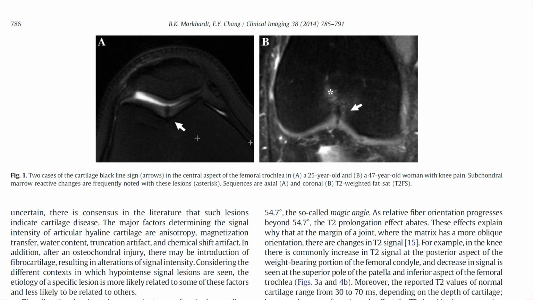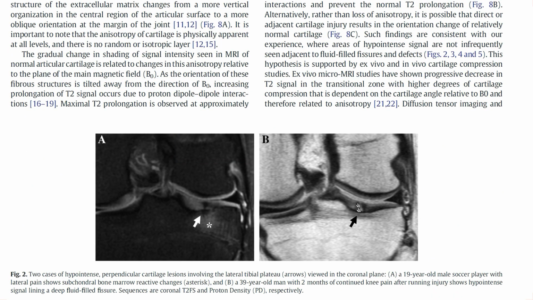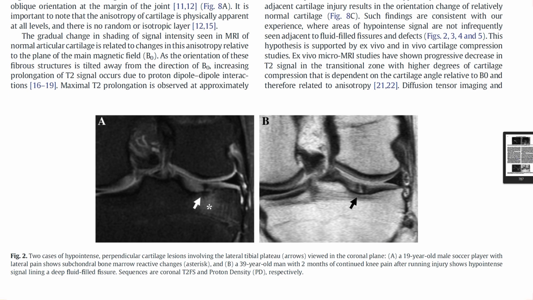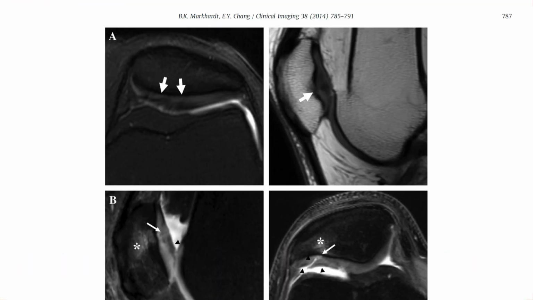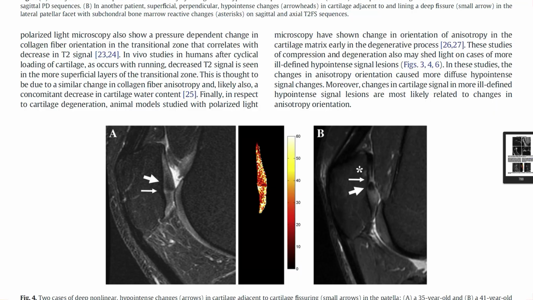Again, you can see the black line sign here in the trochlea femoris, the one that I was showing you. And you can also sometimes see hypointense signal changes in the cartilage at other locations, and be mindful that this might actually be a cartilage fissure and a cartilage defect and not necessarily a normal finding or some kind of magic angle or anything like that. Sometimes you see these hypointense changes also adjacent to normal fissures. They go into detail here.